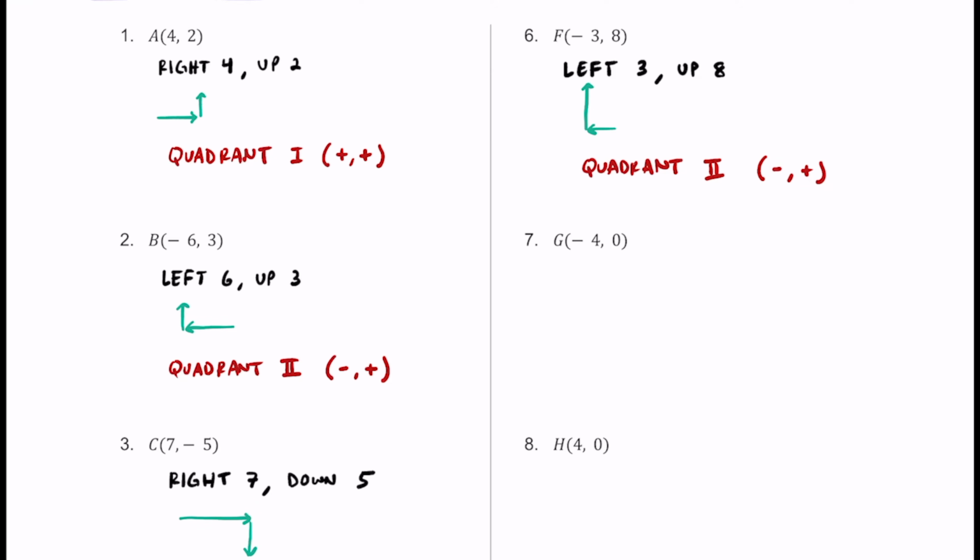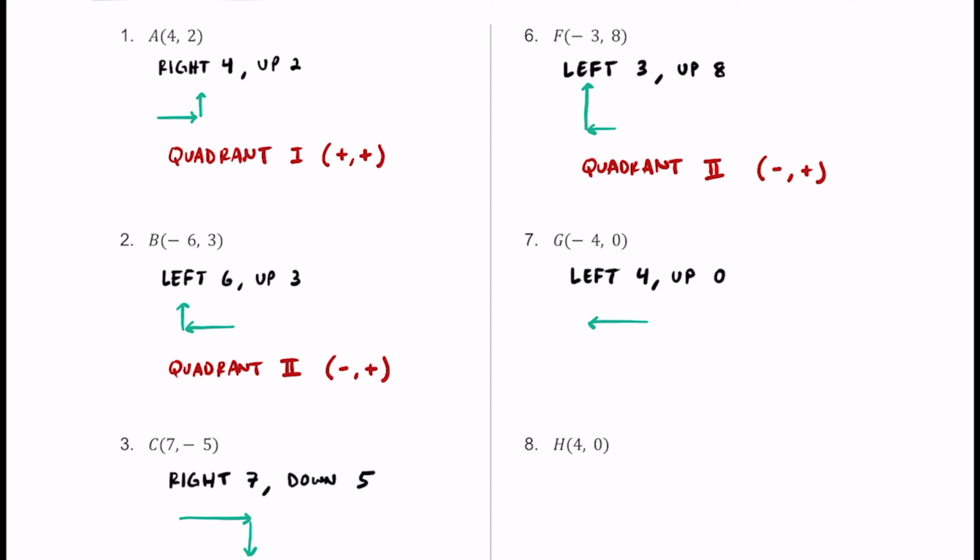For number 7, we have point G, which is located at -4, 0. That -4 means we're going to move to the left 4 units, and that 0 means we're going to move 0 up or 0 down. So I'm just going to say up because it's less to write. You can say up 0, but you can totally say down 0 too. And so if you're plotting this on a coordinate plane, you would just move 4 units to the left and then put a dot, and you would be done because you don't have to move up or down.